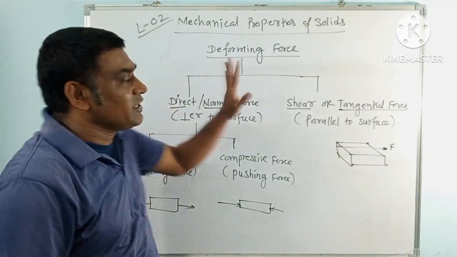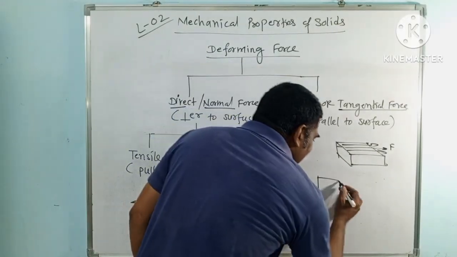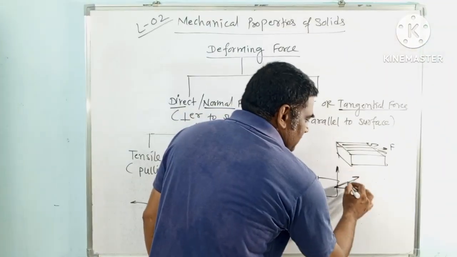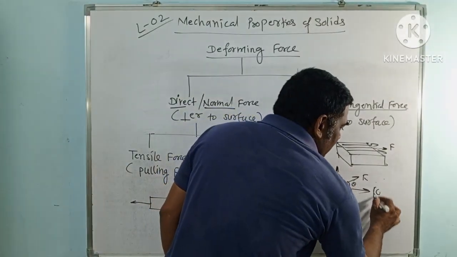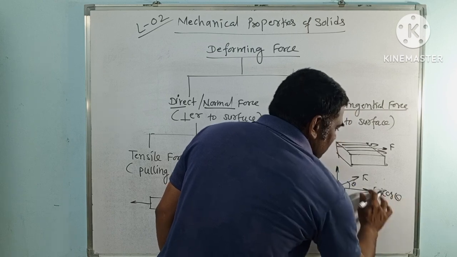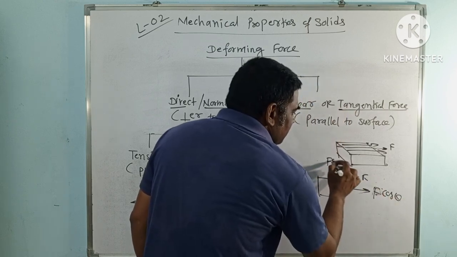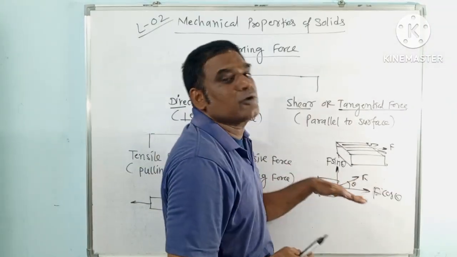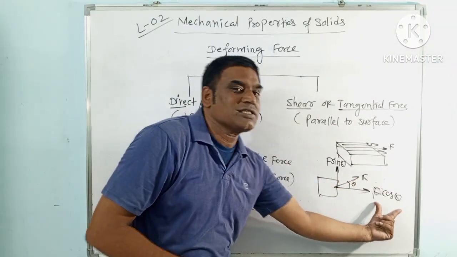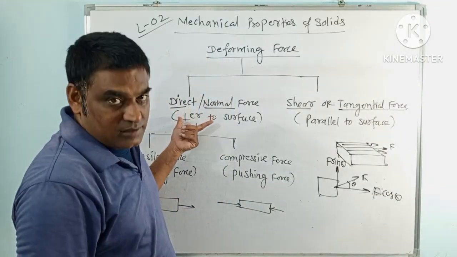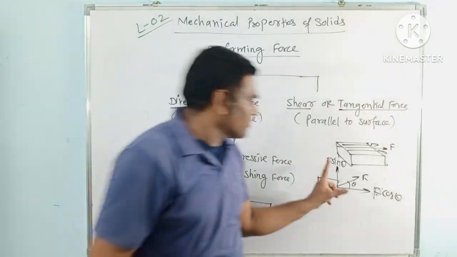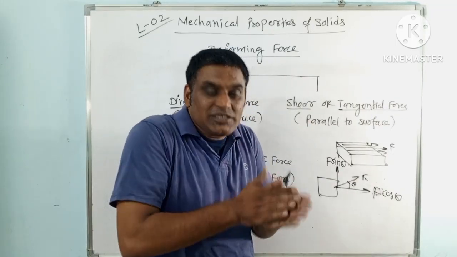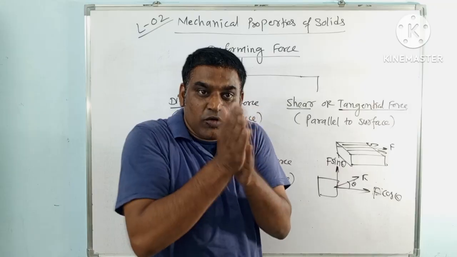Based on that, we have to see the type of stresses. If an inclined force is acting, then we have to resolve it in two directions. Suppose this is theta. This will be F cos theta and this will be F sin theta. F sin theta will act parallel to the surface and F cos theta will act perpendicular to the surface. So the F cos theta component comes under direct normal force, and F sin theta is a shear force. It should be parallel. Shearing, we call it.